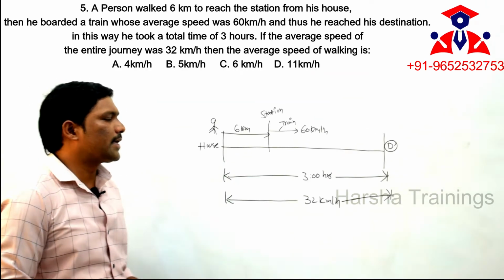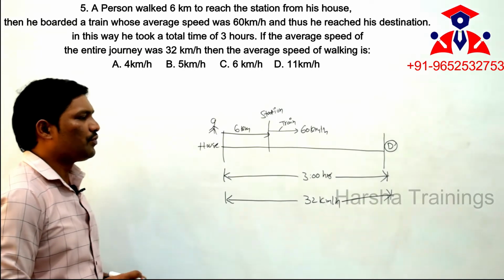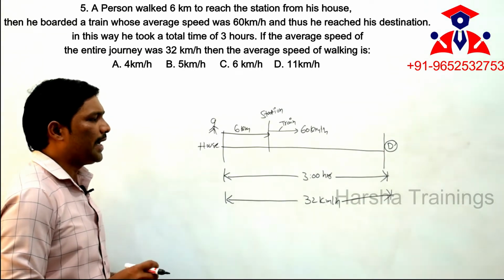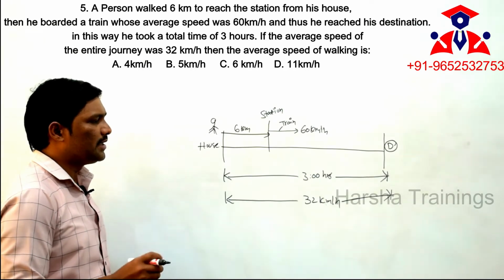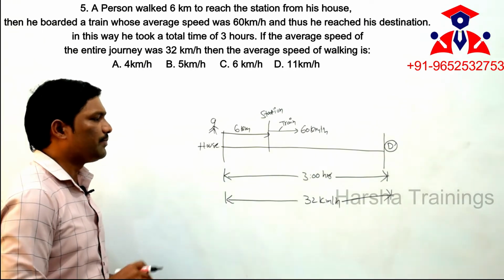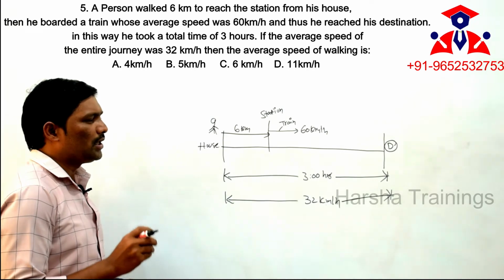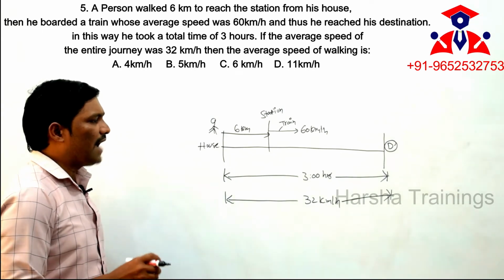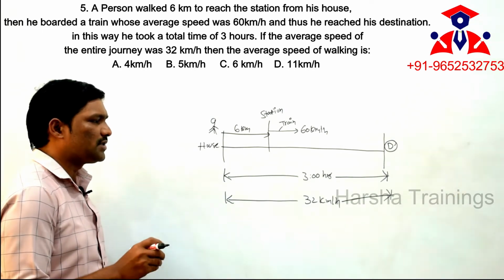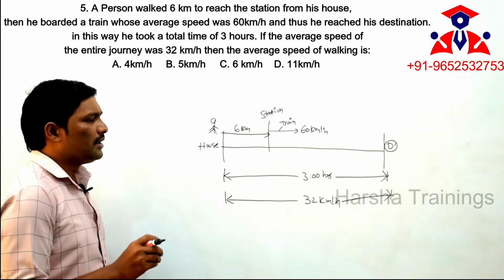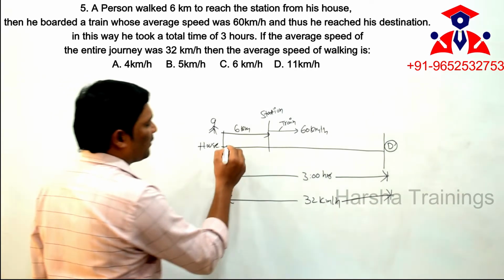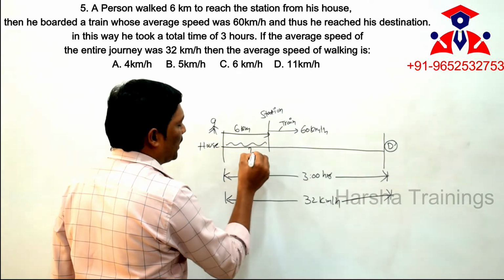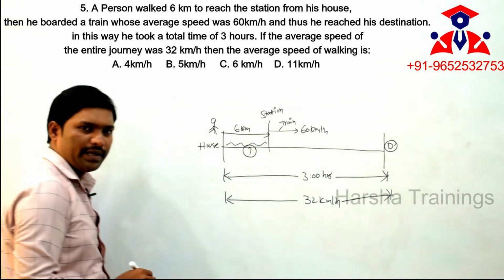A person walked 6 kilometers to reach the station from his house. Then he boarded a train whose average speed was 60 km per hour, and thus he reached his destination. In this way, he took a total time of 3 hours. If the average speed of the entire journey was 32 km per hour, then the average speed of walking is, find out the walking speed.